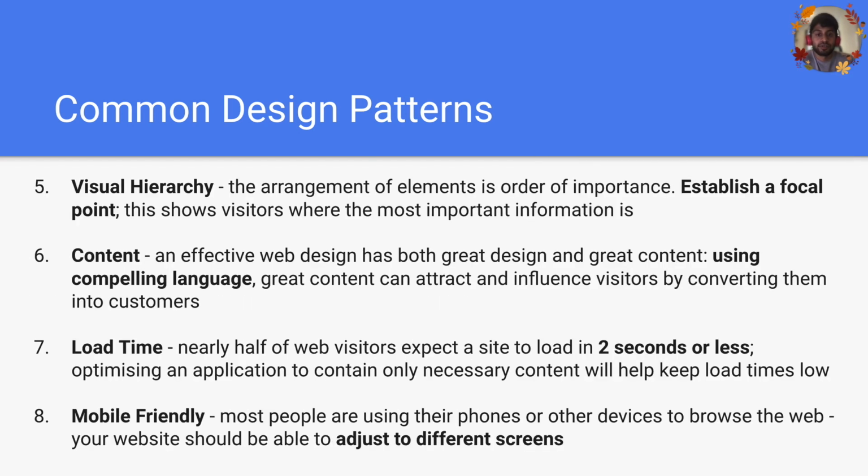4 quick ones. 1 is visual hierarchy. Visual hierarchy is the arrangement of elements in order of importance. This is done either by size, color, imagery, contrast, typographically, with white space, texture, or style. One of the most important functions of visual hierarchy is to establish a focal point. This shows visitors where the most important information is.